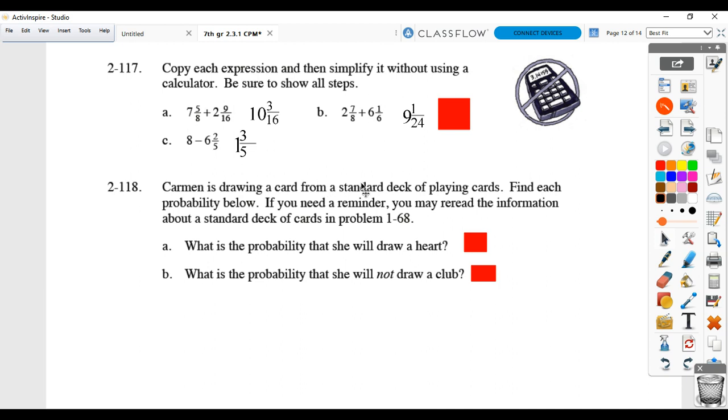For 118, if you've got a regular deck of playing cards, what's the probability of getting a heart? Well, hearts are 1/4 of the deck. So 13 cards out of 52, which simplifies to 1/4. And the probability of not getting a club would be 3/4. Because again, 1/4 probability of getting a club, so 3/4 probability of not getting a club.